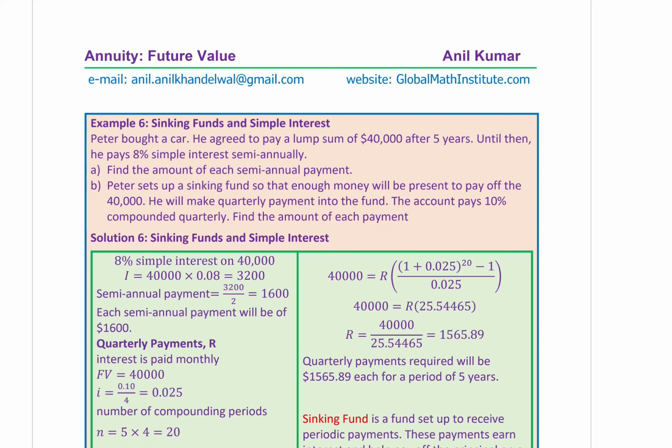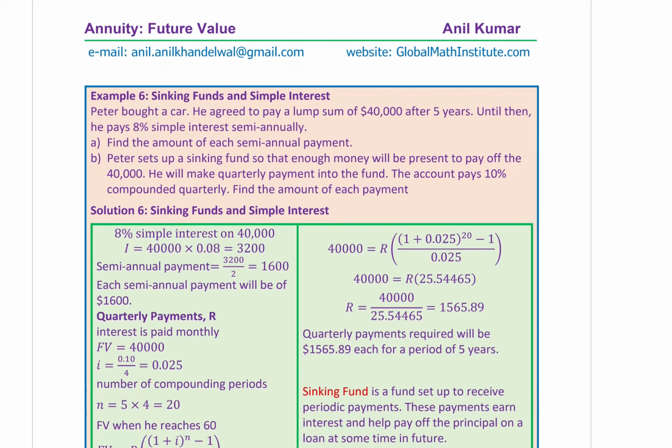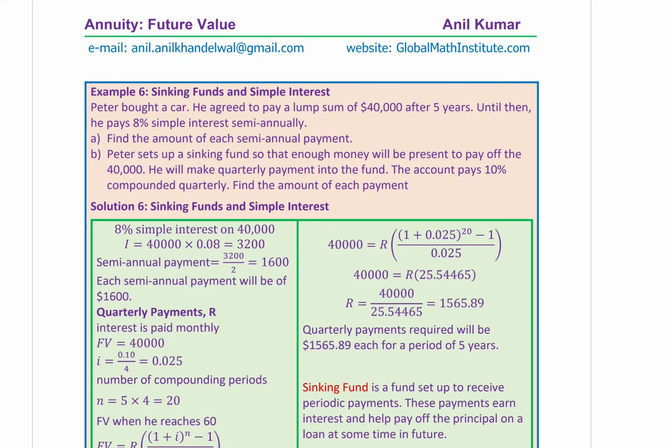Now, in question number 6, we are again discussing another concept which is very important from an examination point of view. Normally, you may find many questions which are asking more than one thing in an examination style test, right? Example 6. We'll also learn about sinking funds.